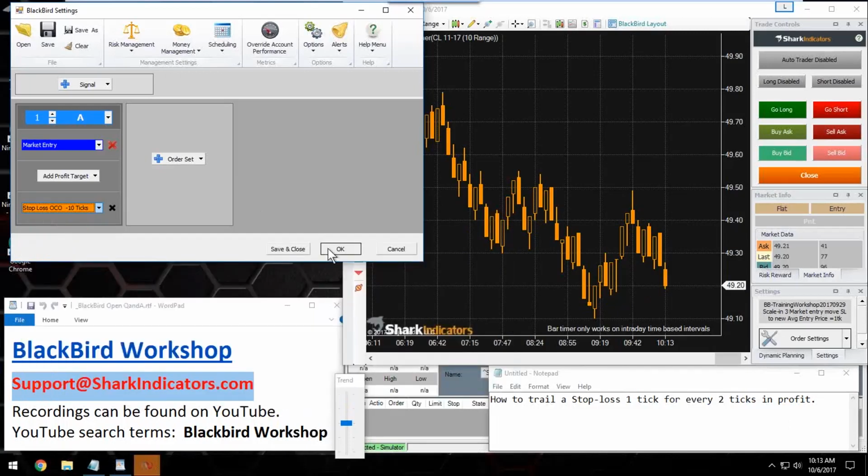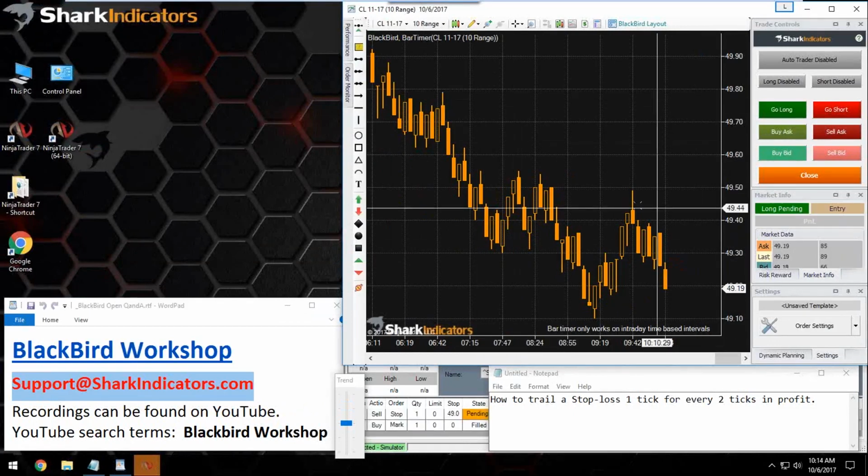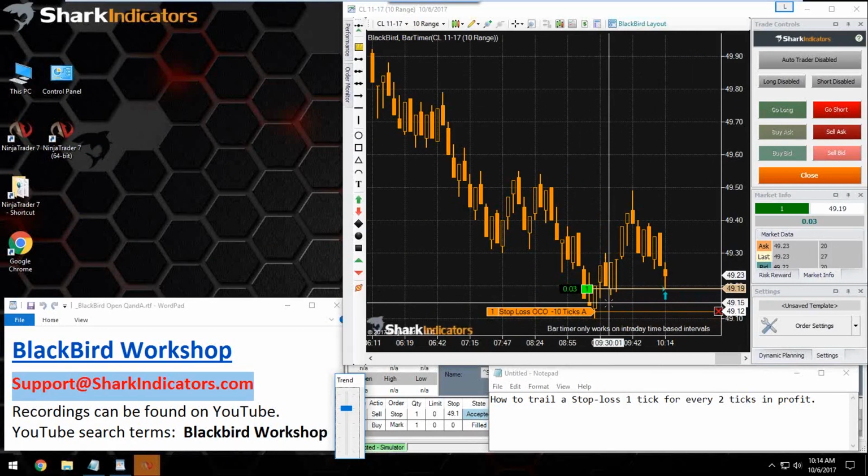All right, so there's the simple rule. We'll take this and do a quick little test here. Let's just click OK. We'll go long, and we'll move the market up. There we go. So 2 ticks, and the stop loss just moved up 1, and then at 4 it moved up again. And now when we hit 6 ticks in profit, that stop loss will move again. There we go.